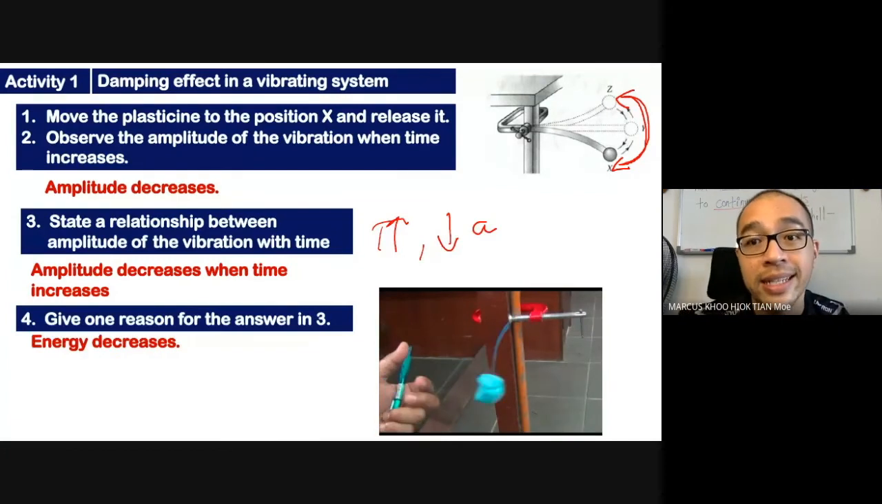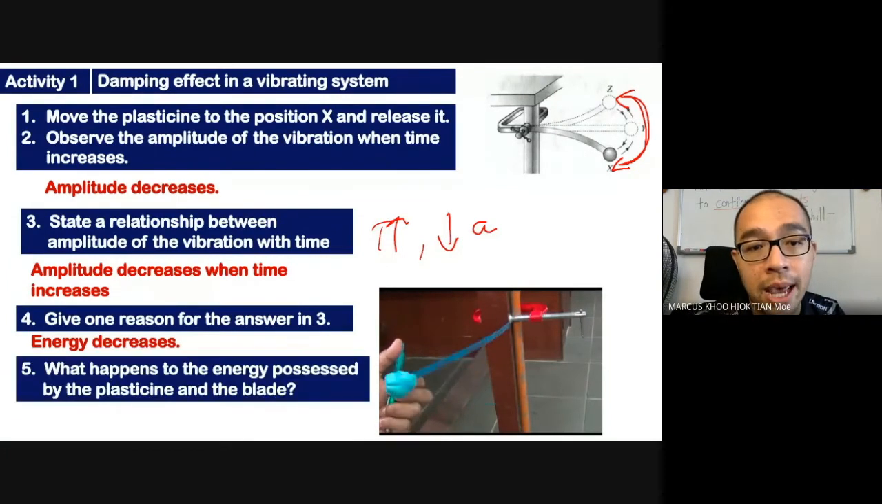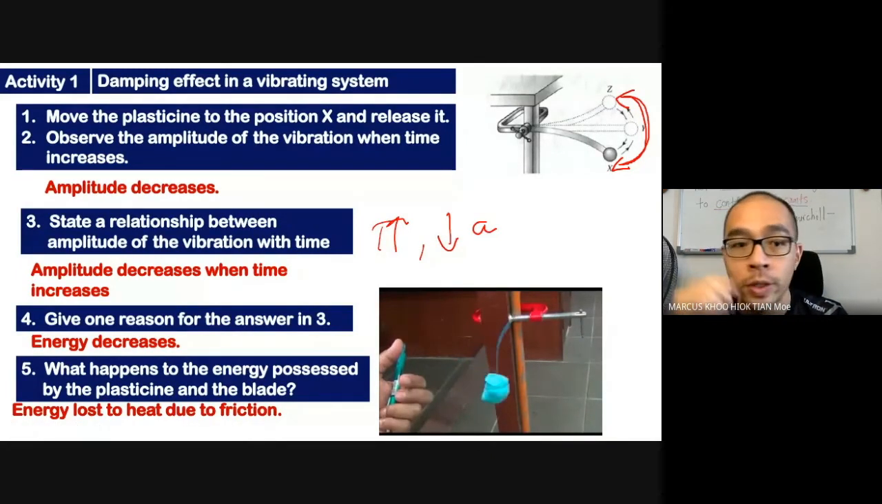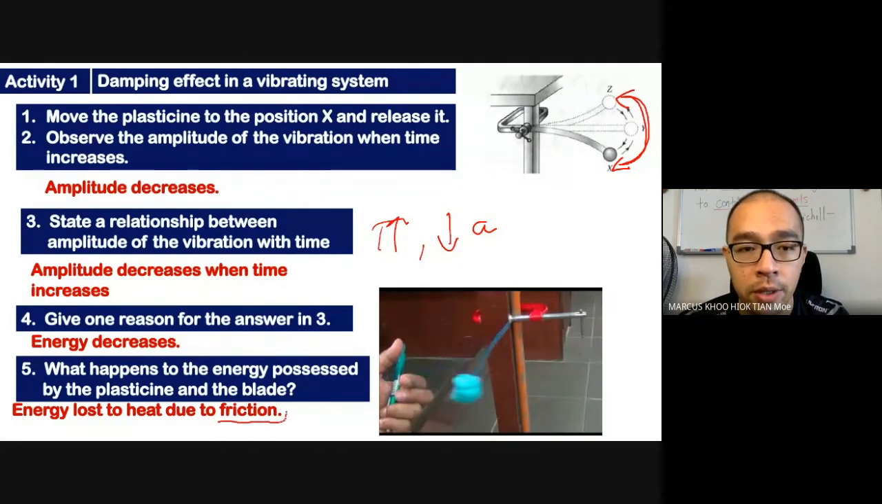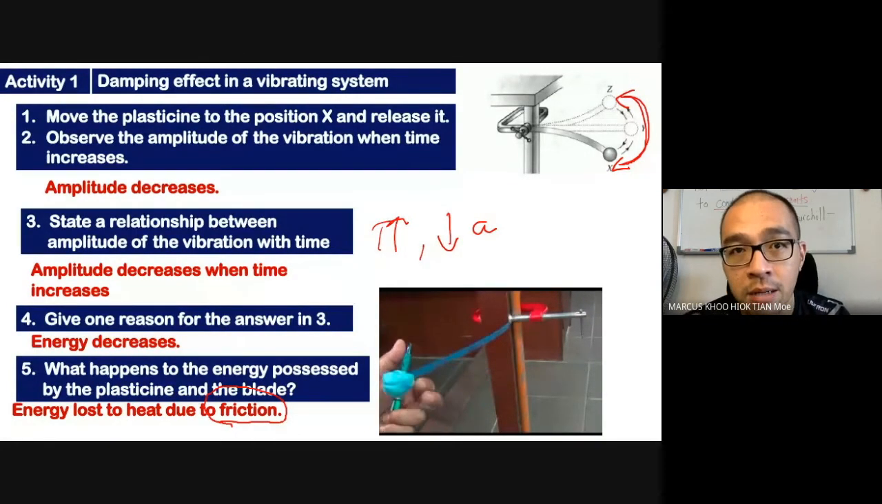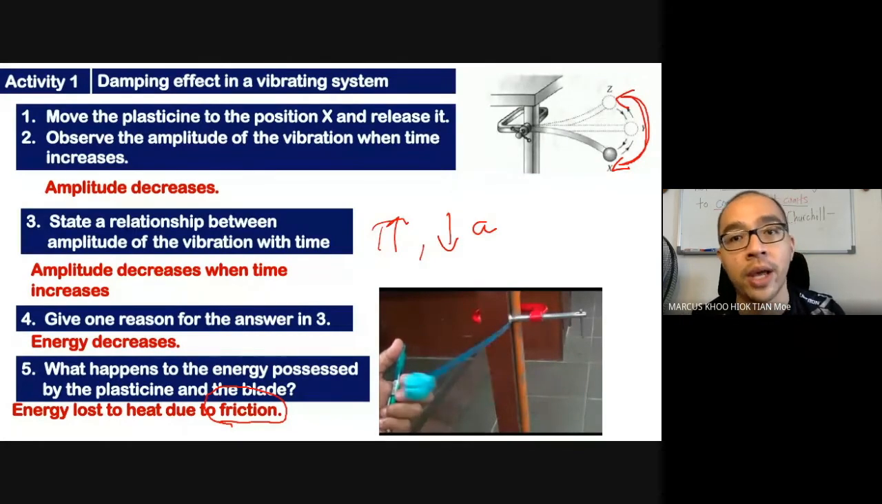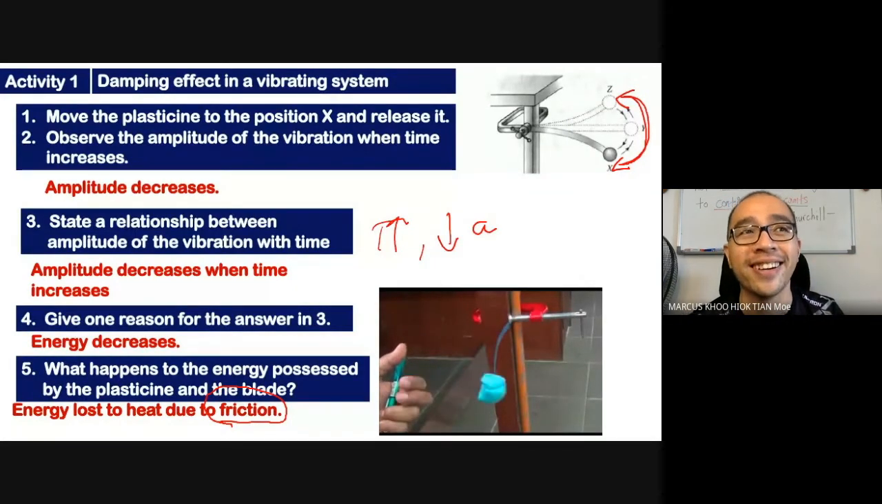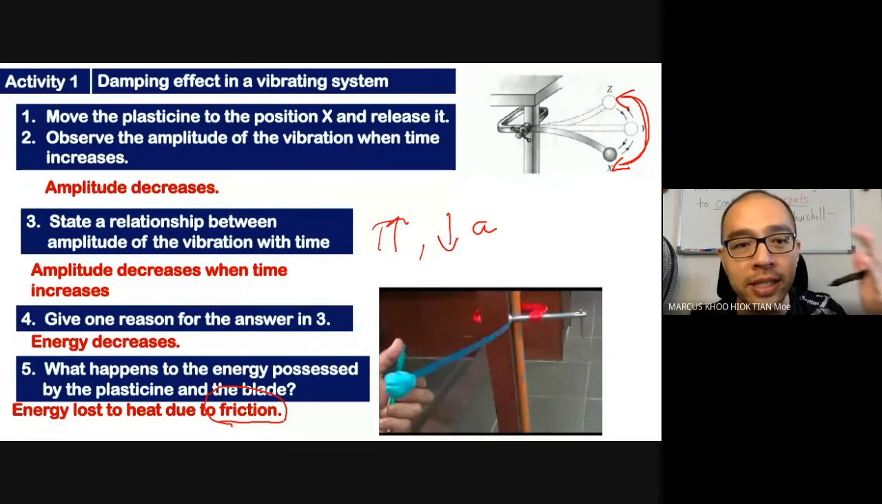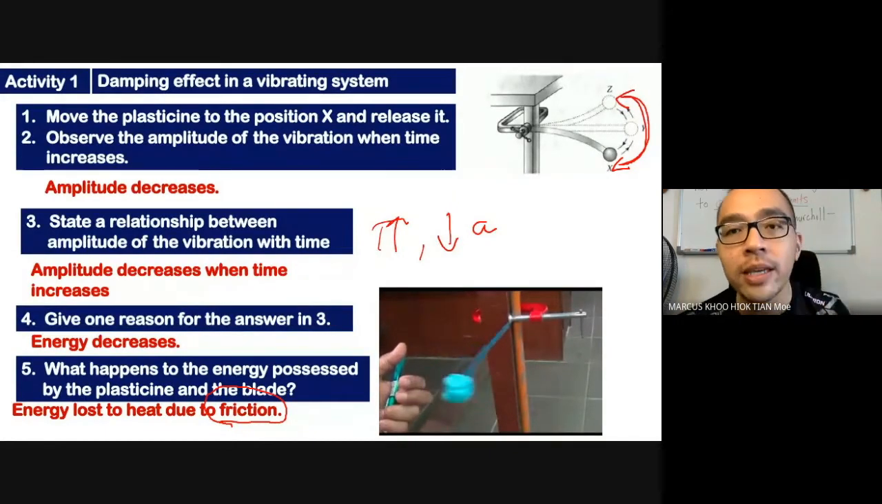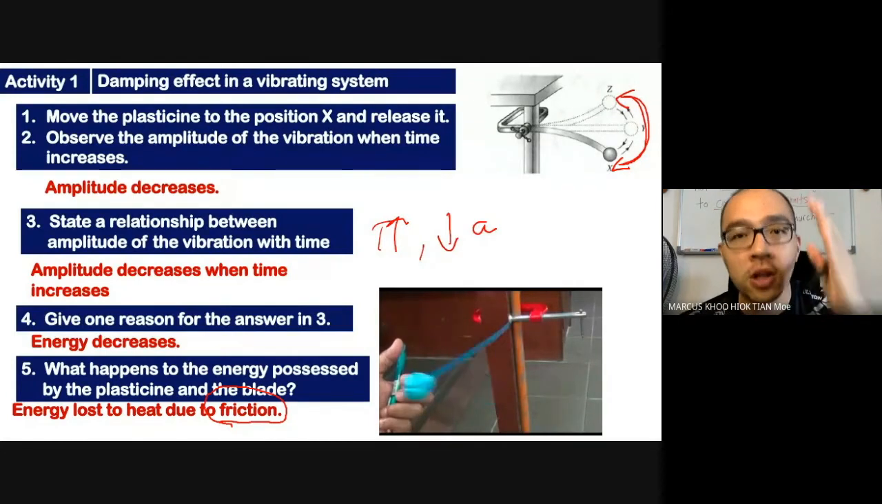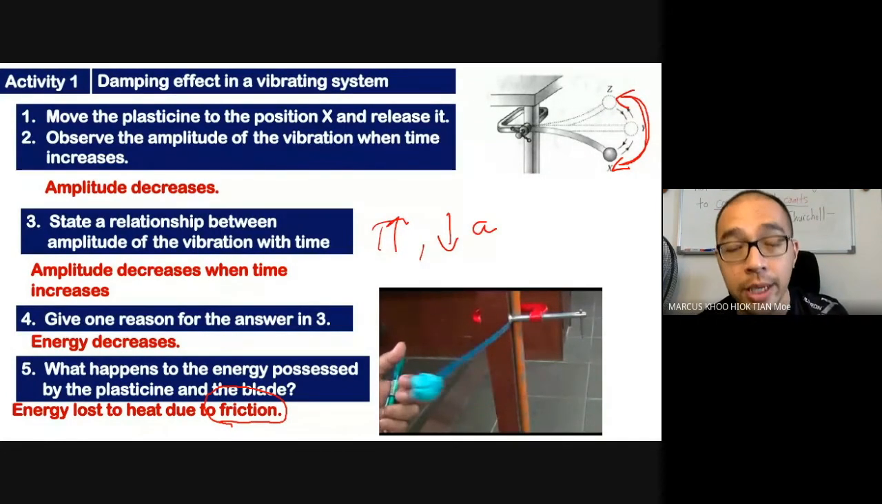The energy has decreased. So what happens to the energy possessed by the plasticine and the blade? The energy is lost due to heat. Energy is lost to heat due to friction. One thing that you will continually hear me say in your entire physics career, if I'm teaching you next year, is that friction causes heat. And because friction causes heat, energy is lost due to that friction.